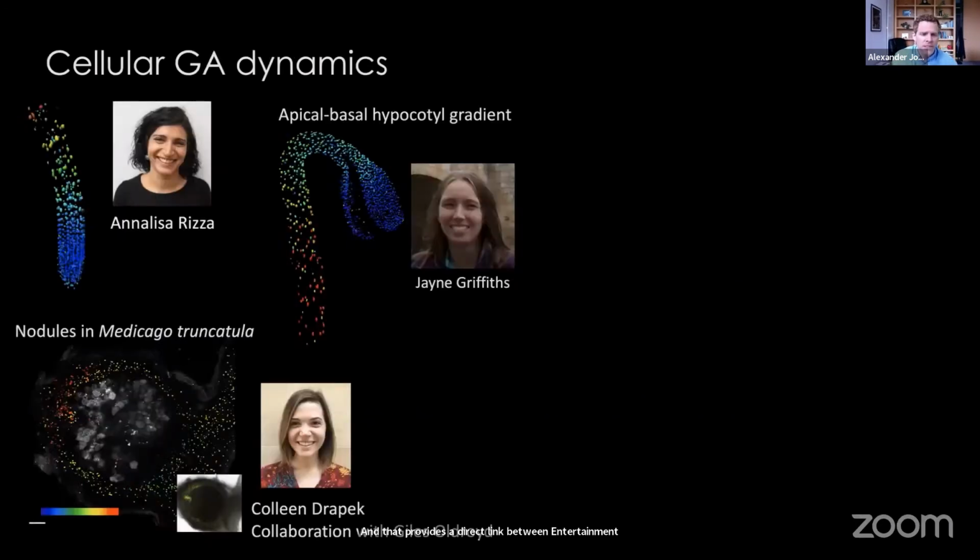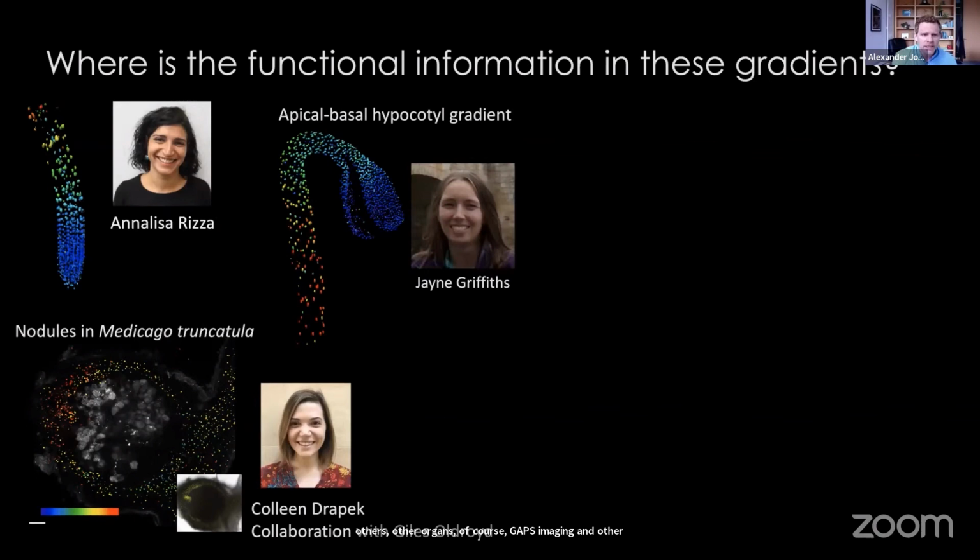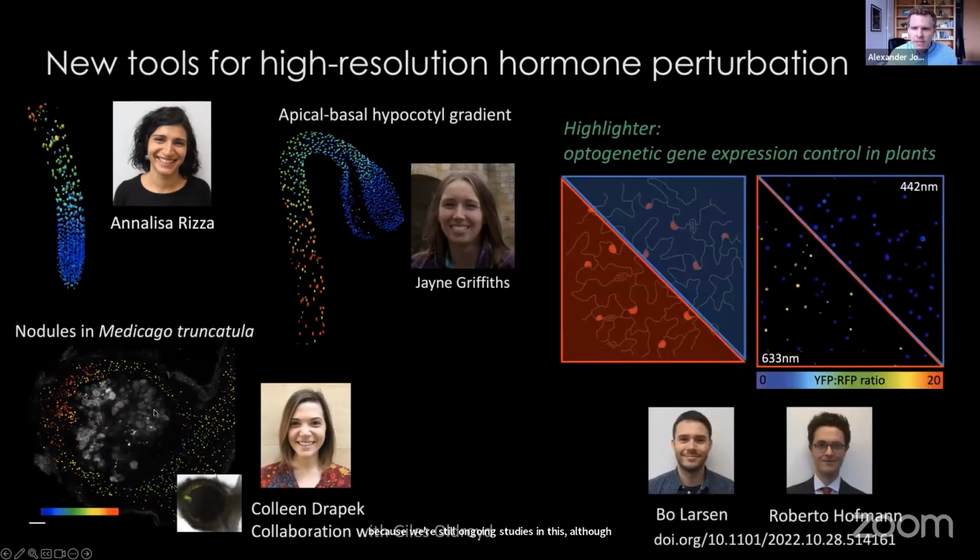So to zip through some big picture stuff, we have GPS imaging of GA in other organs and other species. We didn't tell you about our functional information, where we think the GA is important. Part of that is because we still have ongoing studies in this, although we do think that, for example, in Medicago, GA is important to be in some places and absent in others. And we're developing new tools to measure and perturb hormones in vivo. This has also been published in bioRxiv.